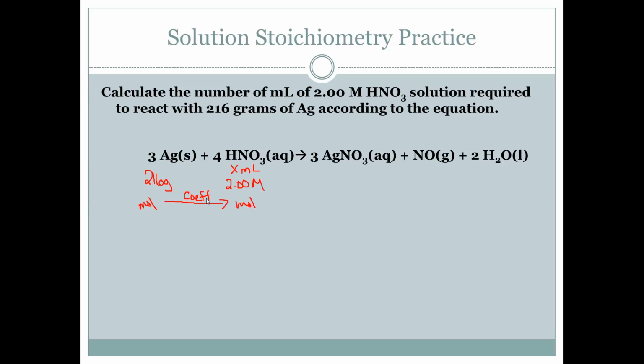We're going from grams to moles, which means we're going to need the molar mass. Looking on the periodic table, we find that silver is 107.87. And then to get from moles to milliliters over here, we're going to use the molarity equation. Alright, so 216 grams of Ag over 1. We have grams of Ag on the top, so we need to put grams of Ag on the bottom. That's 107.87, and that's 1 mole of Ag.